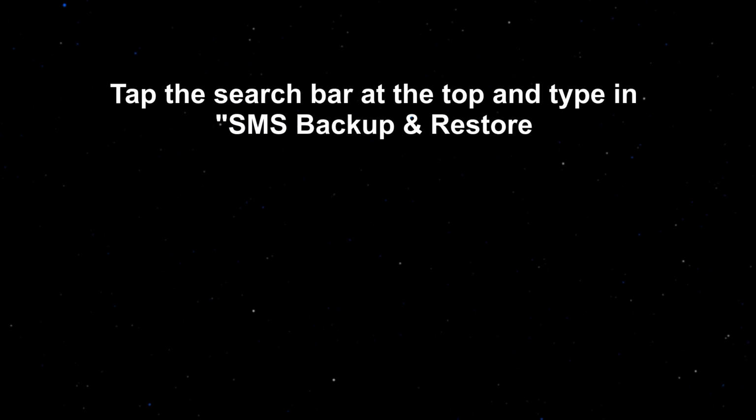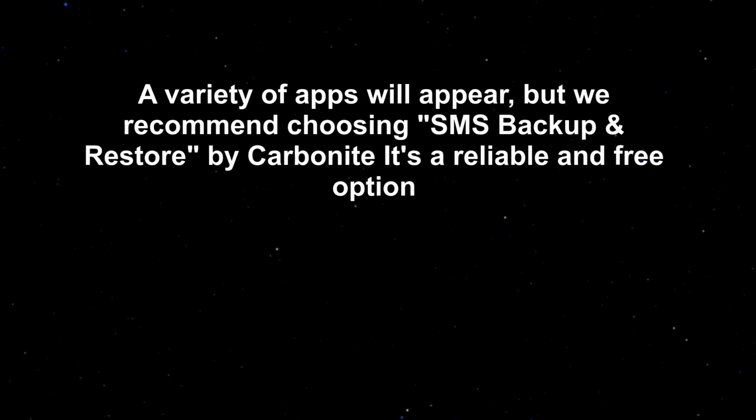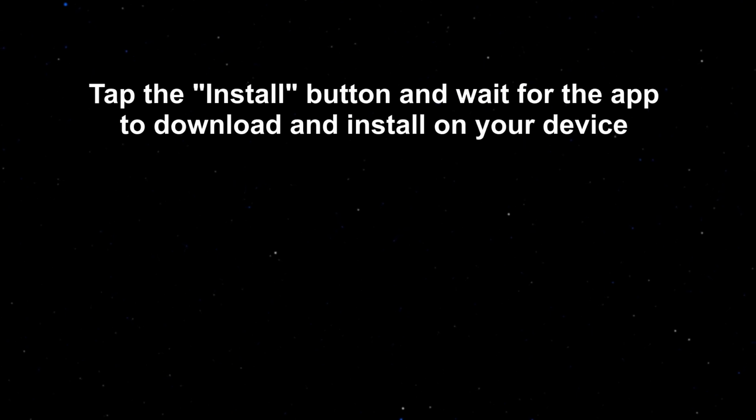First, head to the Google Play Store, your central hub for all things Android. Tap the search bar at the top and type in SMS Backup and Restore. A variety of apps will appear, but we recommend choosing SMS Backup and Restore by Carbonite. It's a reliable and free option. Tap the Install button and wait for the app to download and install on your device.